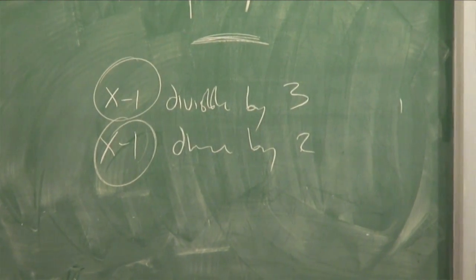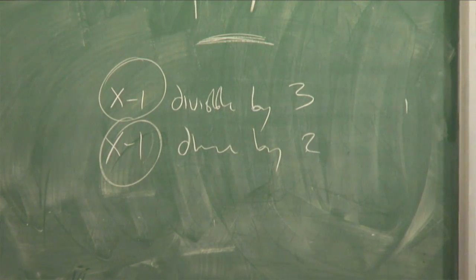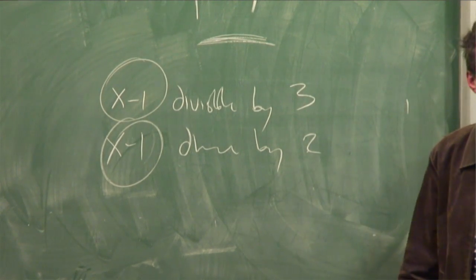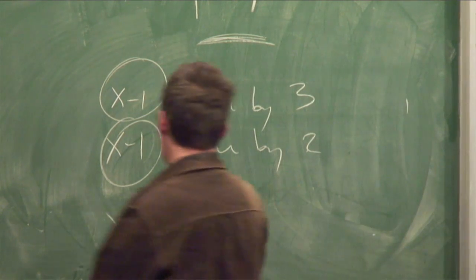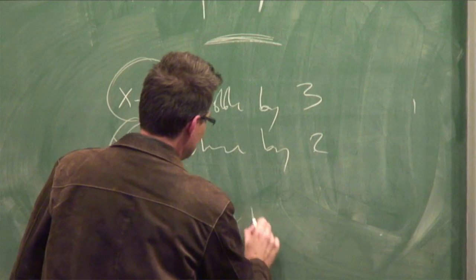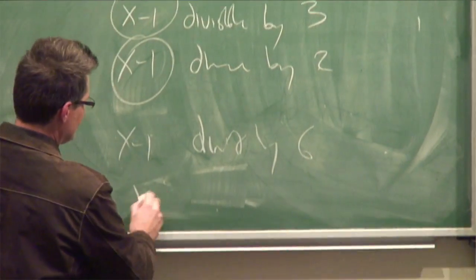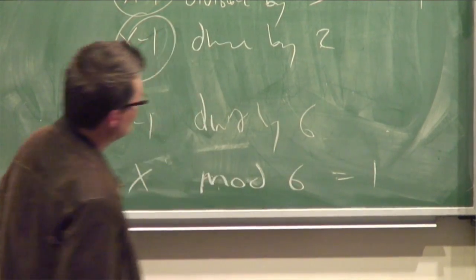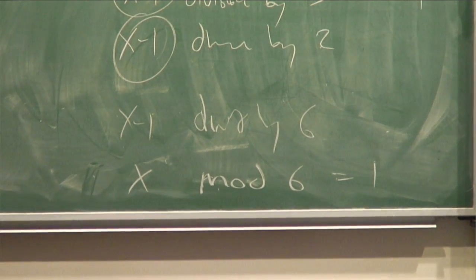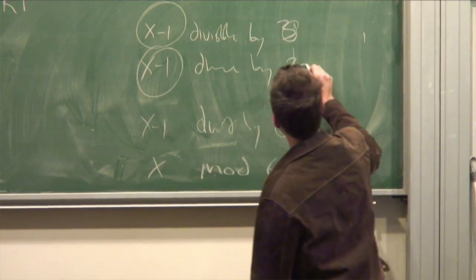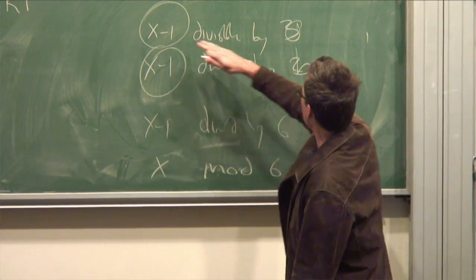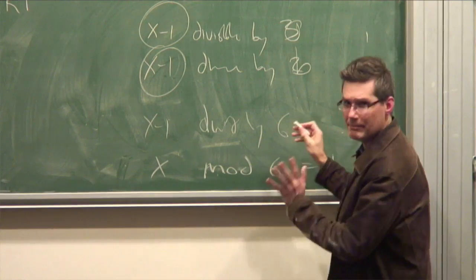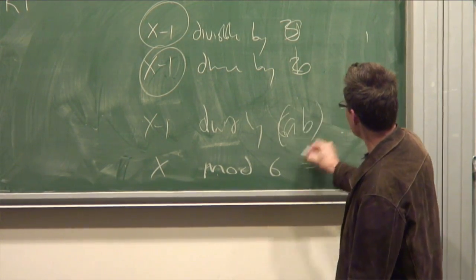Well, if a number is divisible by 3 and 2, you know from the fundamental theorem, the prime factorization theorem, what else must it be divisible by? It must be divisible by 6. So we know that x minus 1 is divisible by 6. So what does that tell us about x? Yeah. And can you see we could just generalize that and make that a and b? So if x minus 1 is divisible by a and x minus 1 is divisible by b, then x minus 1 has to be divisible by a and b simultaneously, has to be divisible by ab.